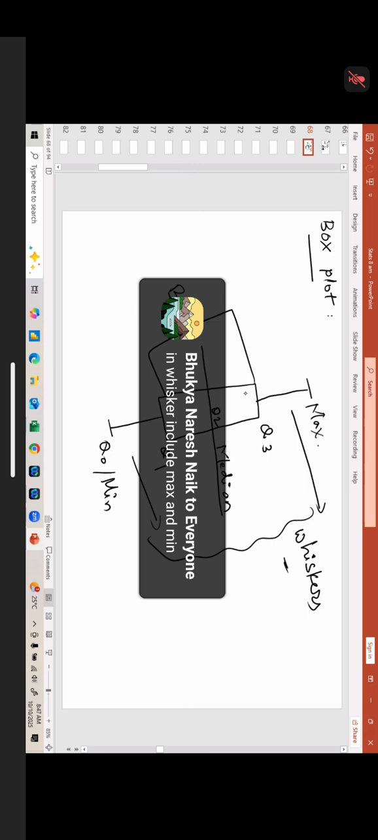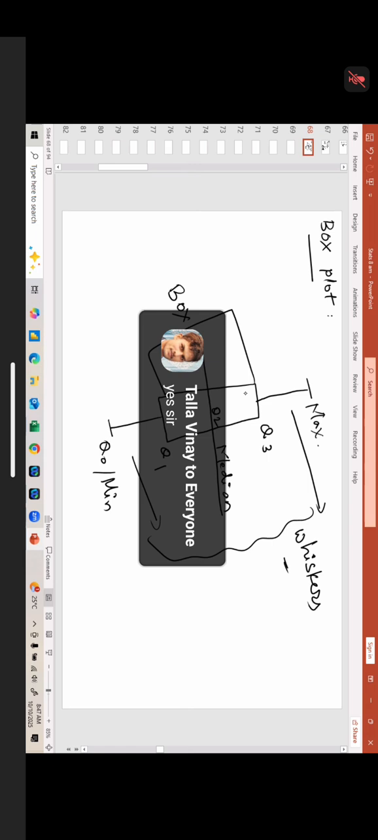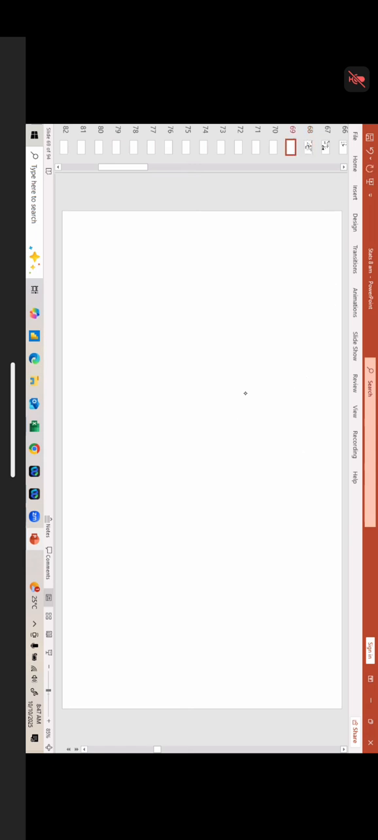In whiskers include maximum. Yes. Okay. All right. Next thing, a small thing: the empirical rule. I think I've already said about this. In whisker include maximum and minimum. Yes.